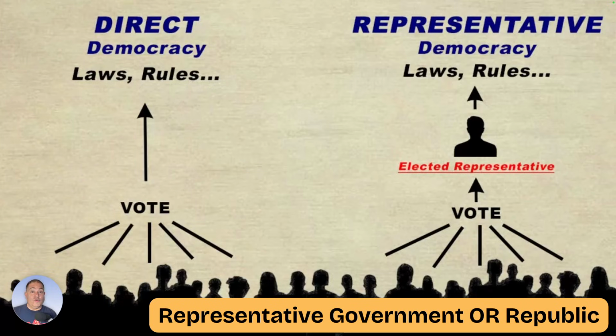Americans cannot vote directly on United States laws, but in California, as well as in other states, we can vote directly on laws. But the United States is a representative government or republic where we vote for the people who make our laws. Okay.